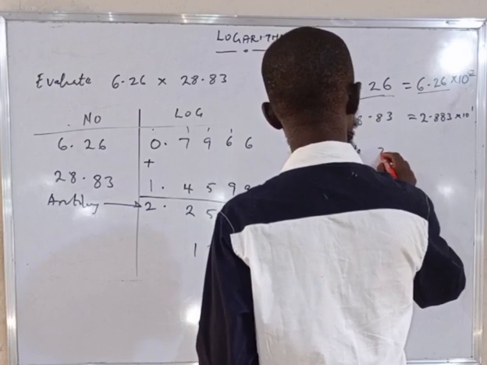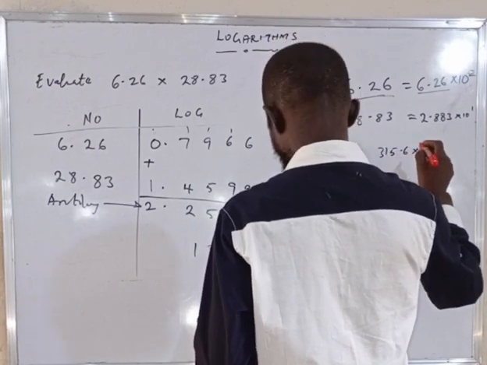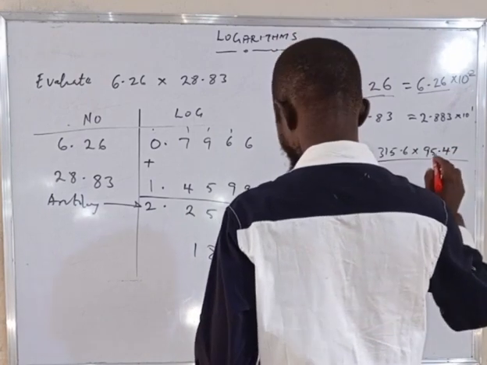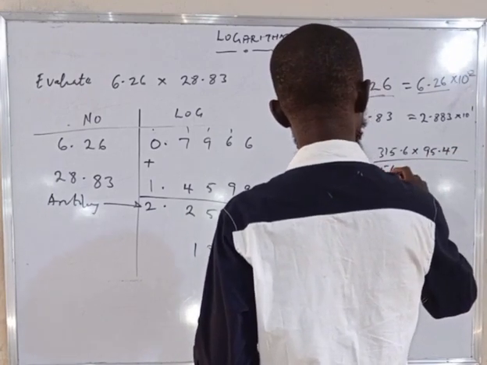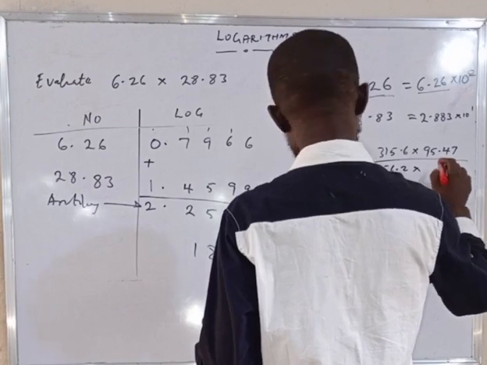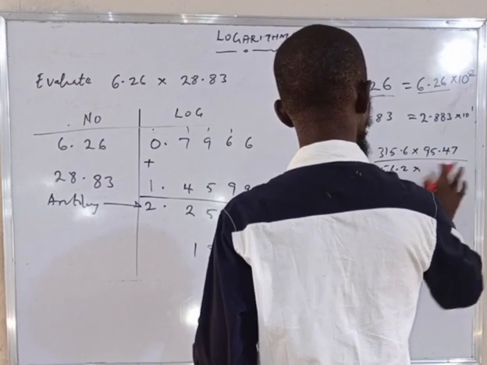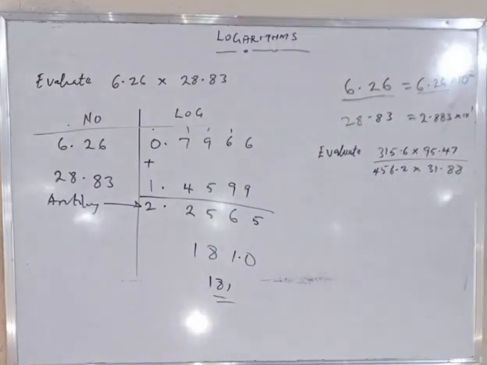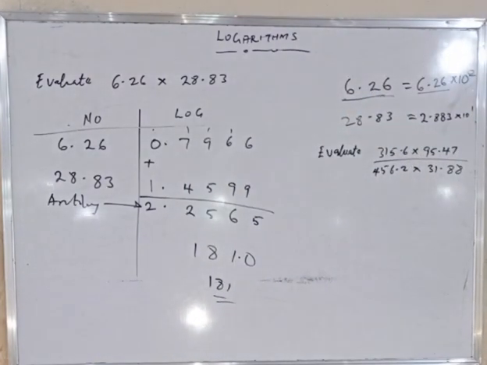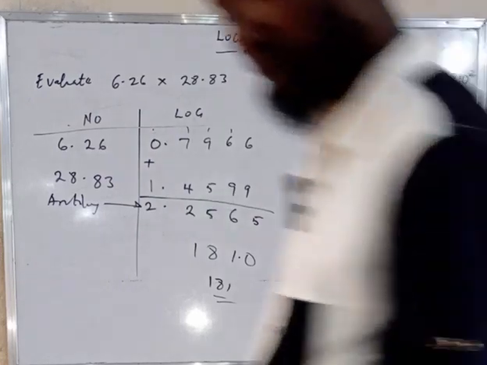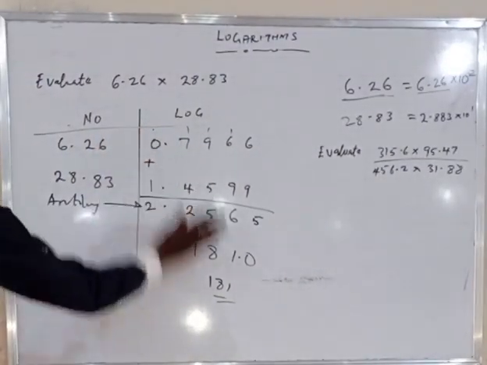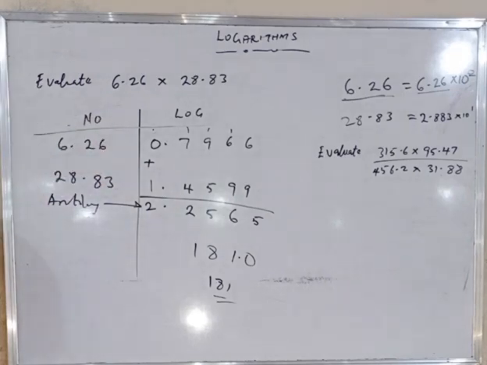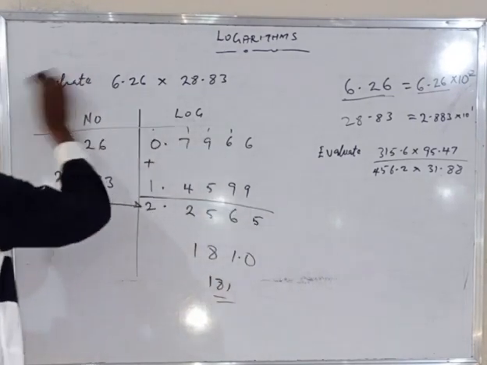315.6 times 95.47 over 456.2 times 31.88. Don't worry, time is gone. Let's do it together. Hope nobody is still writing this. Are we still writing this? No? Can I rub this? Okay.